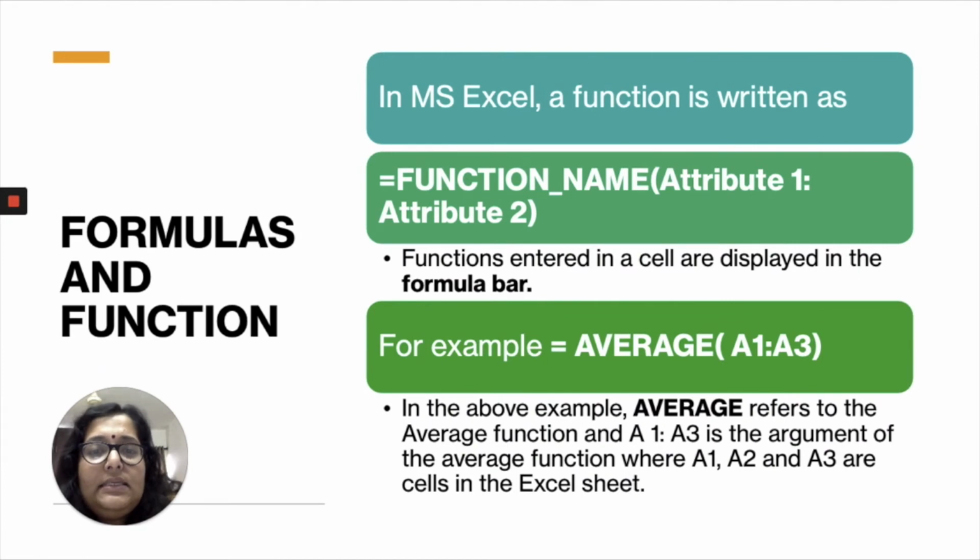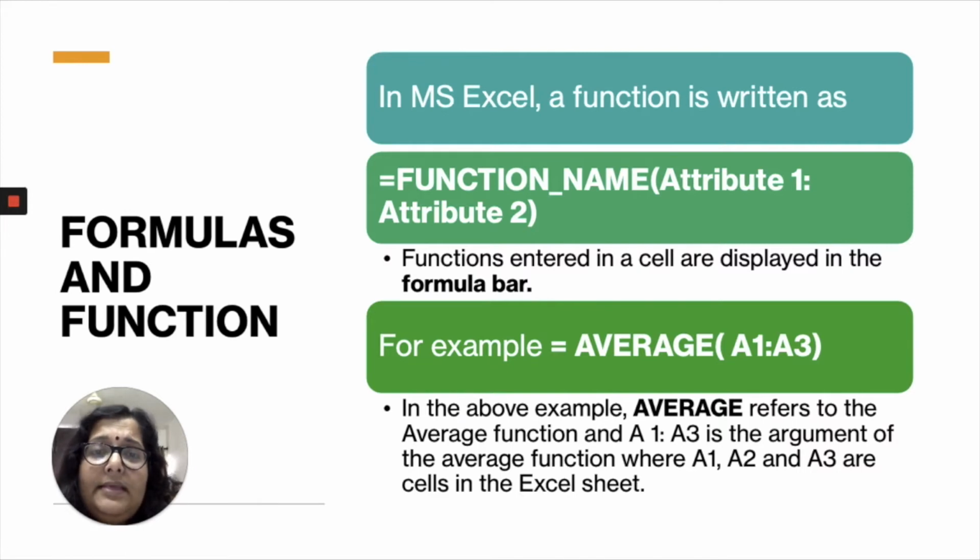In MS Excel, a function is written as =function_name(argument1:argument2). This is the basic format for a function. Functions entered in a cell are displayed in the formula bar. Whatever function you enter in a cell will not be visible in the cell, only the result will be displayed in the cell, but the function will be available in the formula bar.